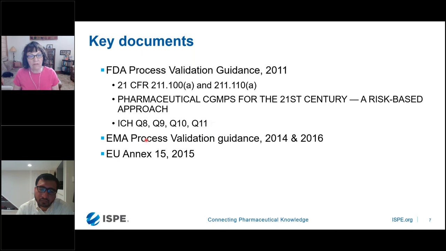The EMA process validation guidance, which was published in 2014 and 2016, also really relies on, and specifically identifies reliance on, the ICH guidance listed here. So both the FDA and the EMA say we're not doing new things, really. These things have been in place in various codes of regulations and also ICH guidances. And the EMA also has, related to process validation, Annex 15, which was published in 2015. We'll talk about these two toward the end of the presentation today.